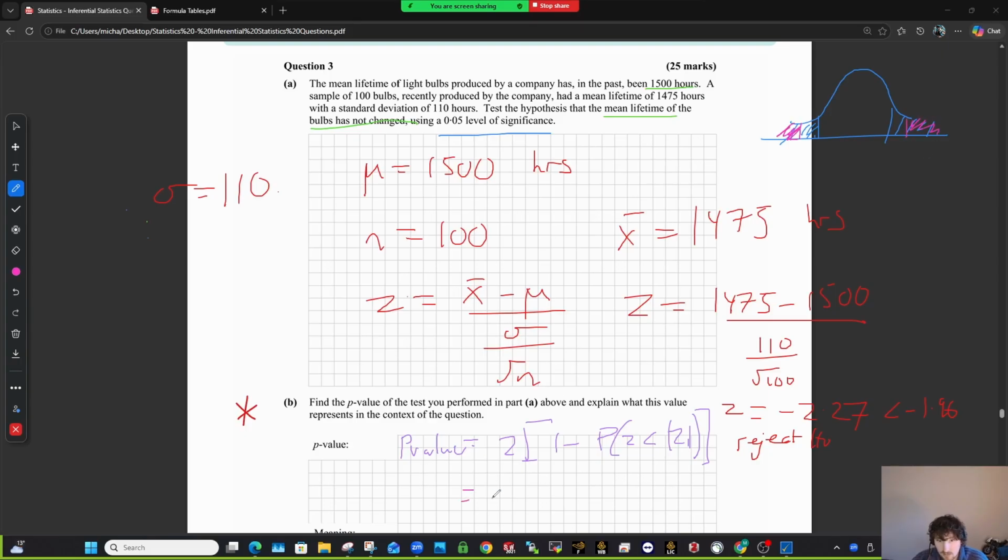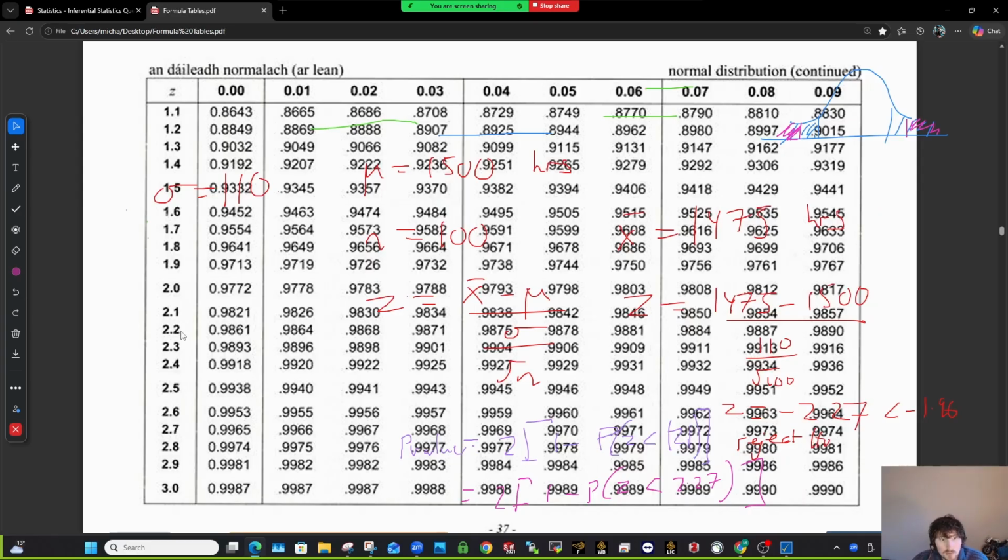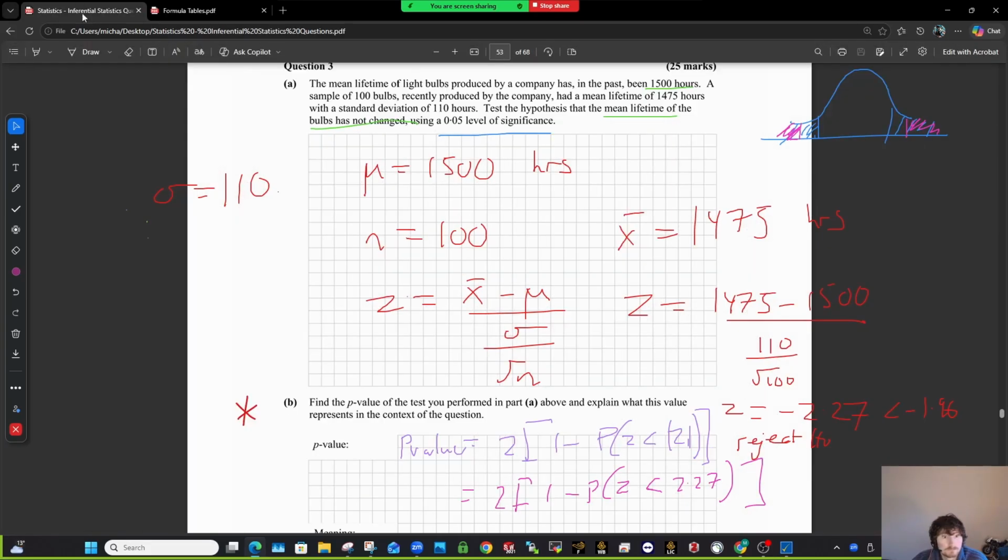And indeed it is. So when we work this out here, we go 2 times 1 minus the probability that z is less than, now we'd use the modulus thing here. My writing's gone a bit messy here, but you get the point. 2.27. Close it off. Go to your tables book. What's below 2.27? It is 0.9884.